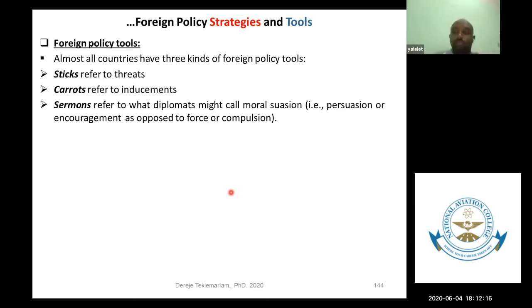Sermon, or moral suasion, is a diplomatic term, like persuasion or even encouragement. It's neither carrot nor stick, but a kind of ideological encouragement, as opposed to force or compulsion. But if the sermon may not work, sometimes they may go to the carrot component or the tools considered as sticks.